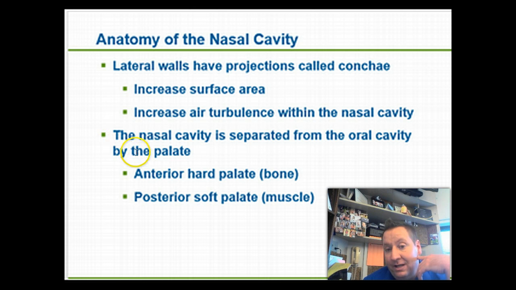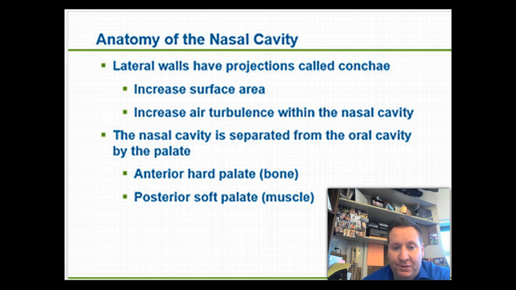And then we separate the nasal cavity from the oral cavity by the hard palate and then the soft palate. The soft palate is muscle, and the anterior hard palate is bone. Remember, if these bones don't fuse correctly, you wind up with what's called a cleft palate, which is what I showed you in a previous slide.